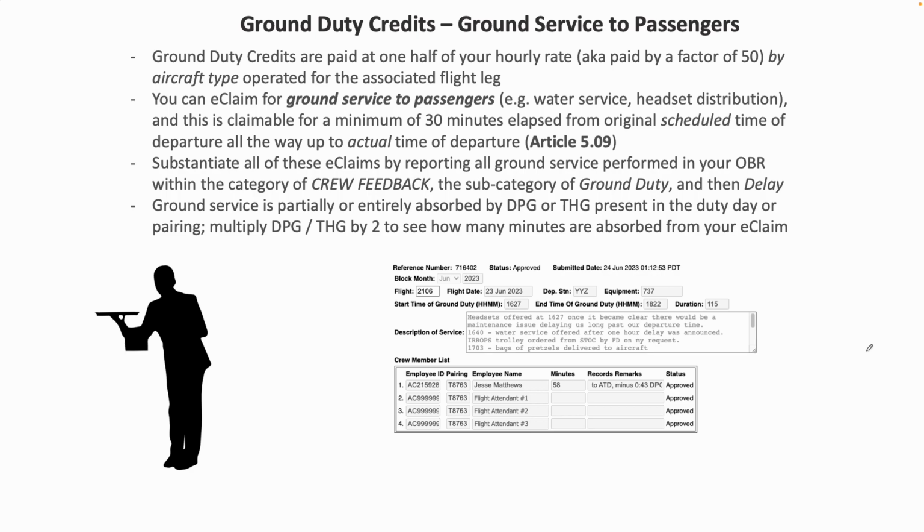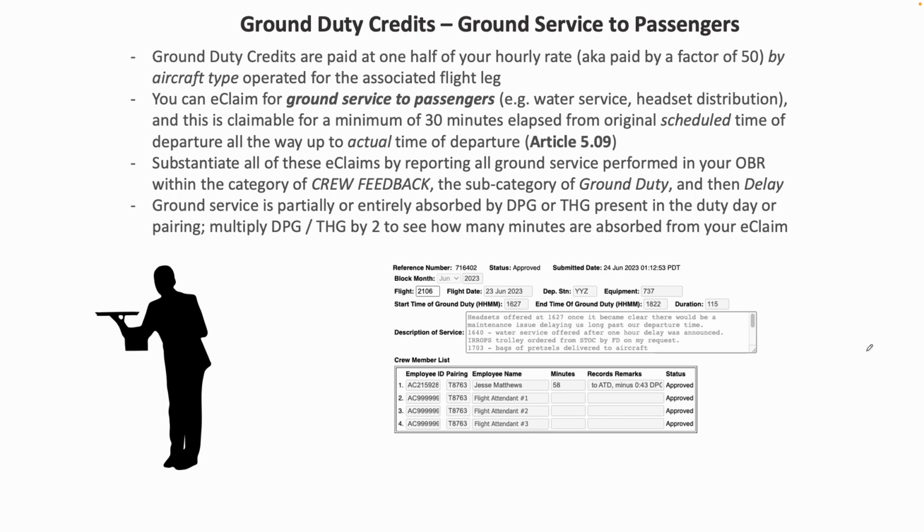It's recommended to substantiate your e-claims by reporting all the ground service performed in your OBR. This can be done in the category of crew feedback, the ground duty subcategory, and then use delay. For any ground service to passengers, it can be partially or even entirely absorbed by any DPG or THG present in each crew member's duty day or pairing.